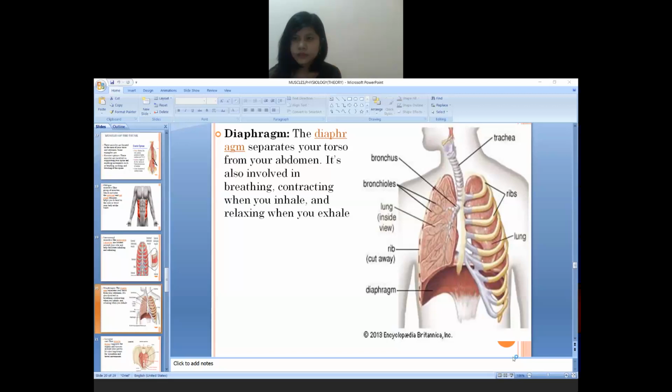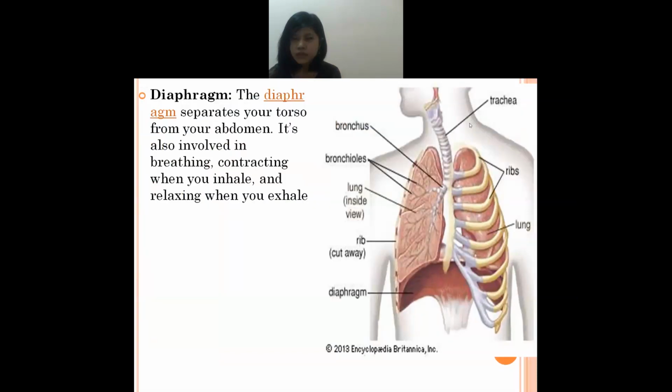Good morning, students. In the last class, we discussed two intercostal muscles. Today we'll start with the diaphragm. So, this is the diaphragm.